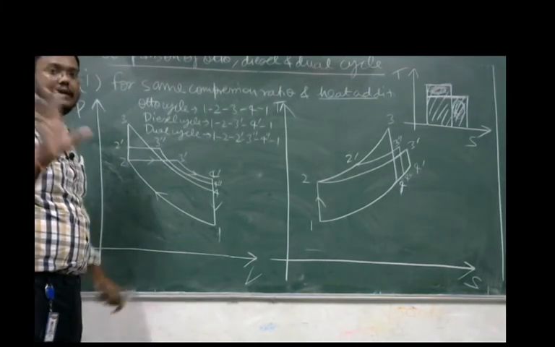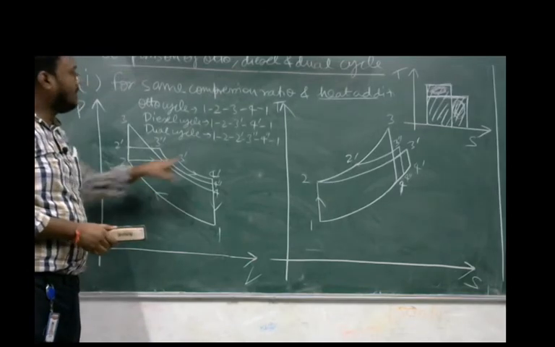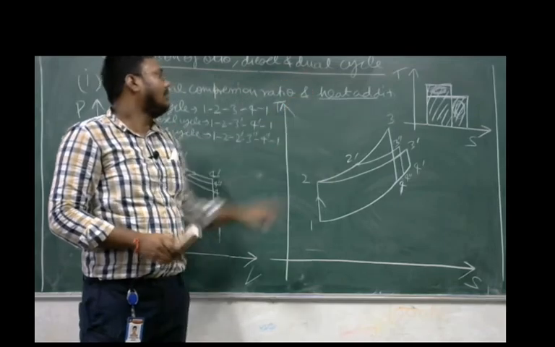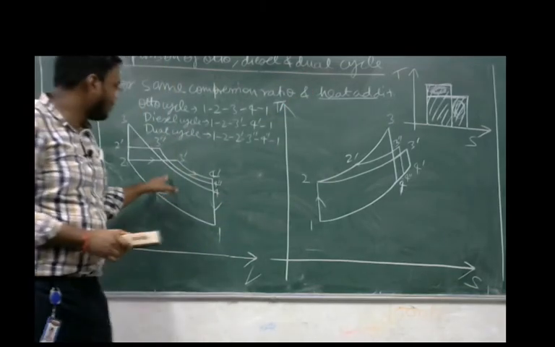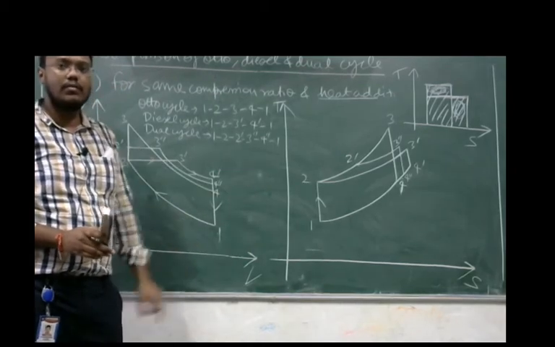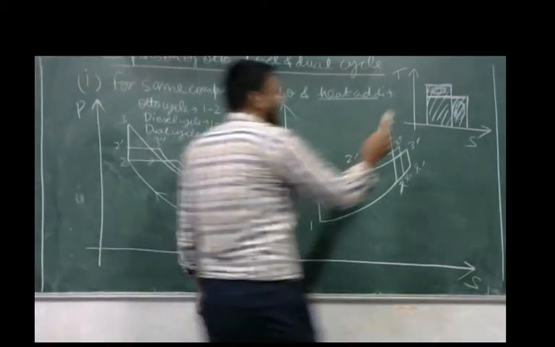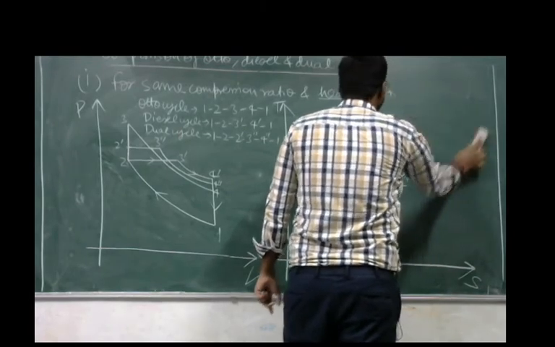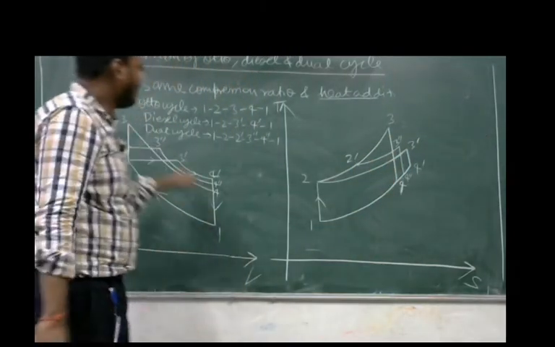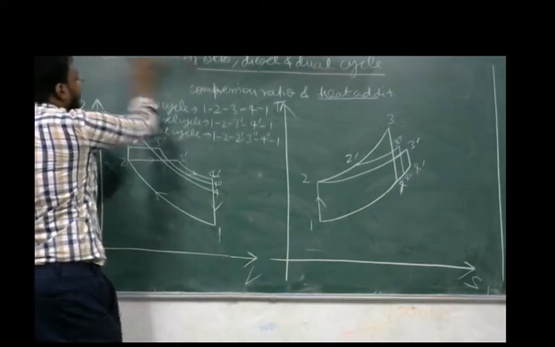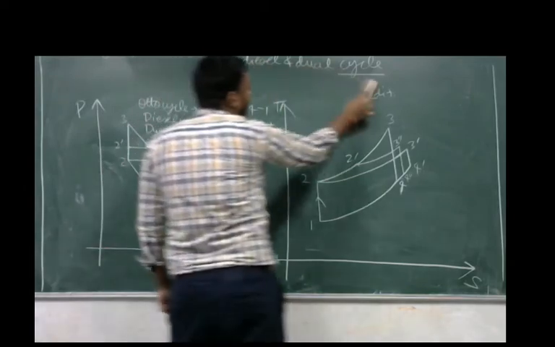You have to understand the PV and TS diagrams of all these cycles, Otto cycle, diesel cycle, dual cycle, very deeply. Then only you can draw this diagram, then only you can analyze, then only you can compare. So you have to understand the diagram very deeply. Now we have drawn the diagram, and now we can compare the efficiency by using these diagrams.